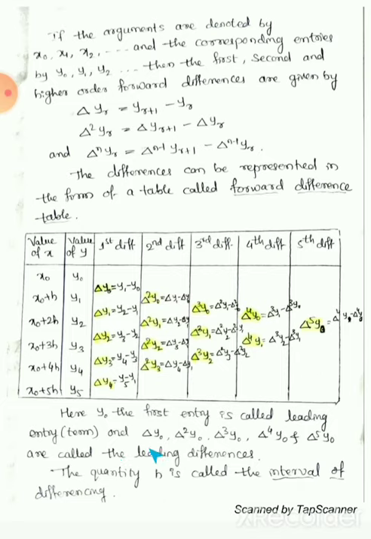Here, y naught is the first entry, called the leading entry. This y naught is the first term of the y values, no? That is called a leading entry. And del y naught, del square y naught, del cube y naught, del raised to 4 y naught, del raised to 5 y naught are called leading differences. And the quantity h is called the interval of differencing. Got this?